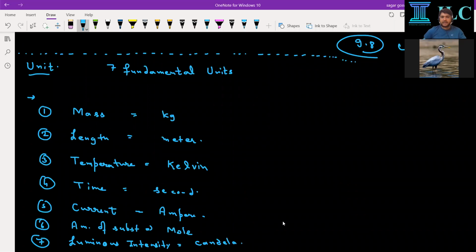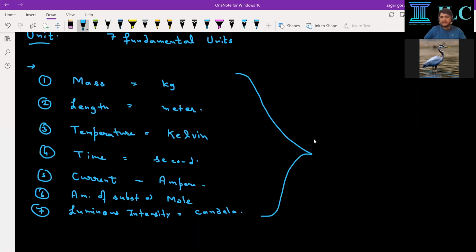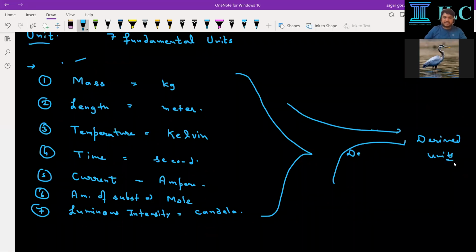So we have a total of 7 fundamental units. Whatever units we take out, we derive from all these, so these will be considered derived units. These are the fundamental ones, all 7. And if by using all these we make other units, then they are considered derived units. I guess it is completely clear to you.